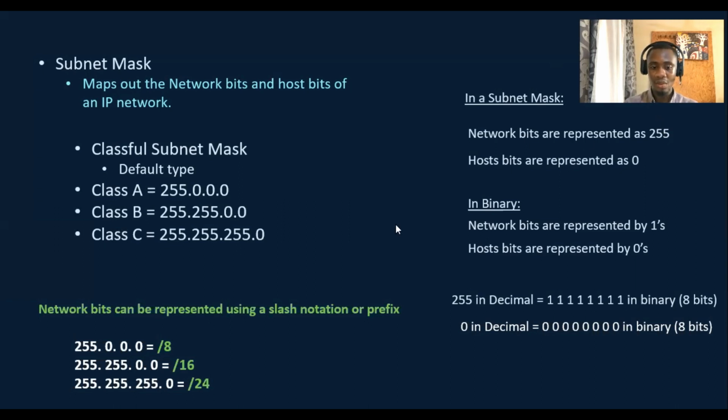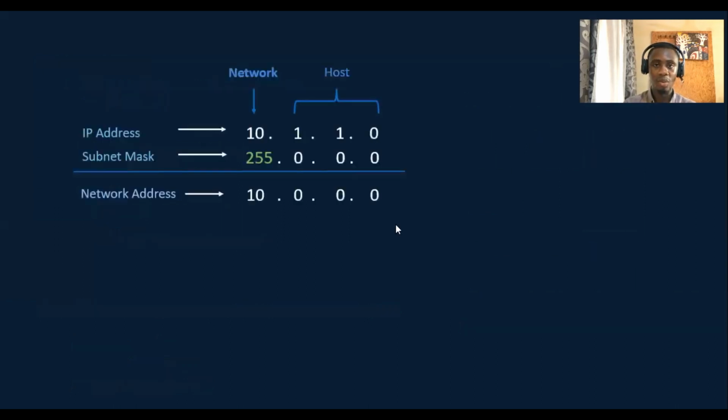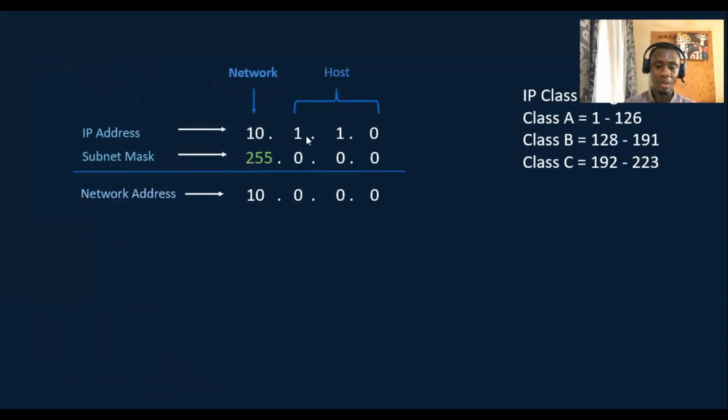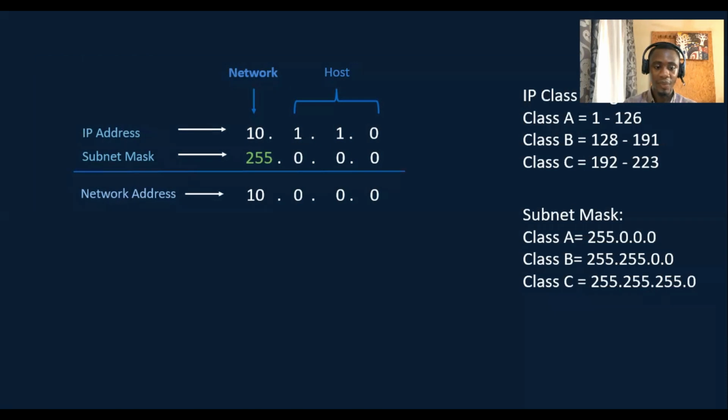Okay, so the next thing we would like to look at is some examples. In this example, you have an IP address of 10.1.1.0. Because of this, you already know that it will be a class A, and the subnet mask for a class A IP address is 255.0.0.0. One thing I'd like to introduce here is calculating a network address.